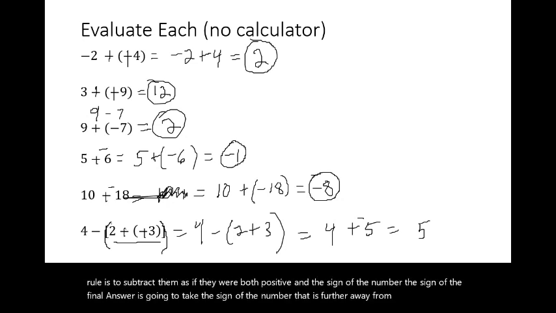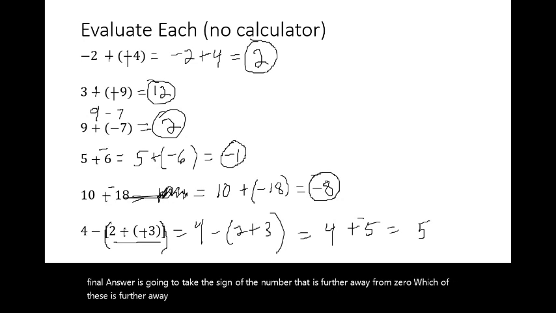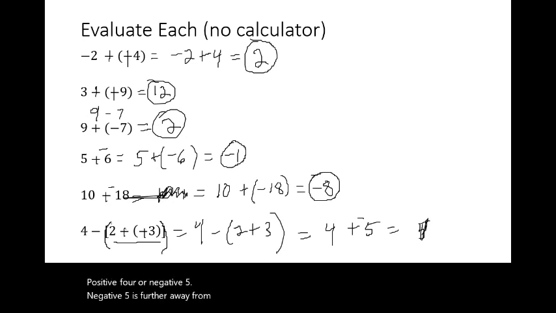So which of these is further away from 0, positive 4 or negative 5? Negative 5 is further away from 0, so the answer is going to be a negative 1.